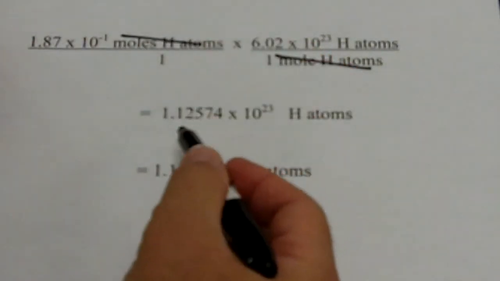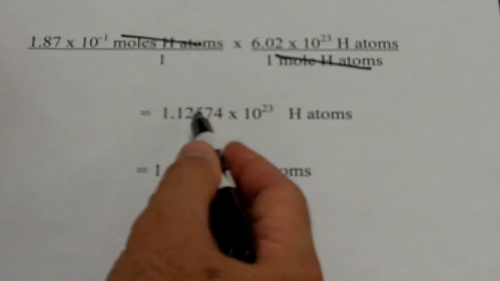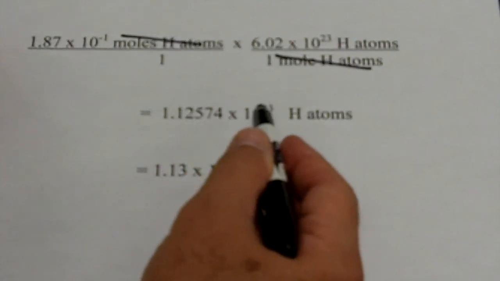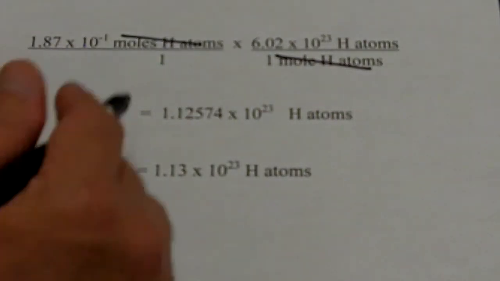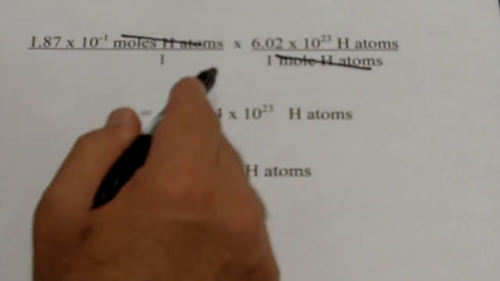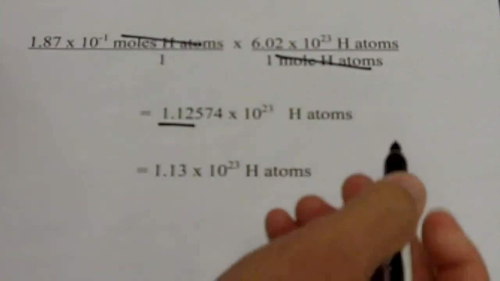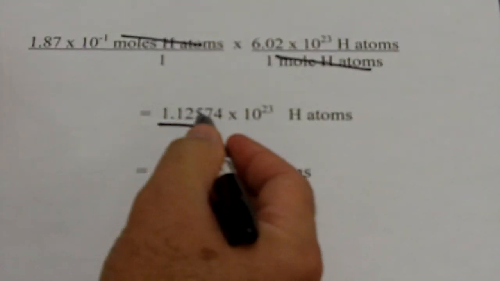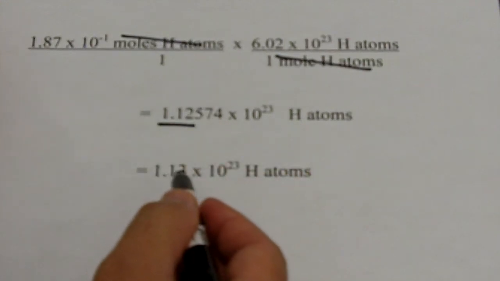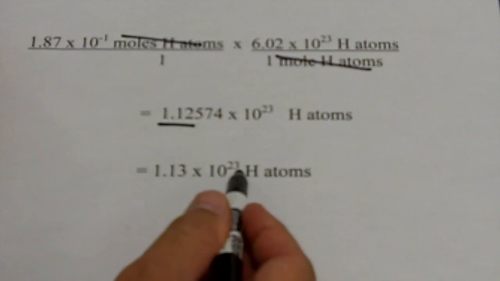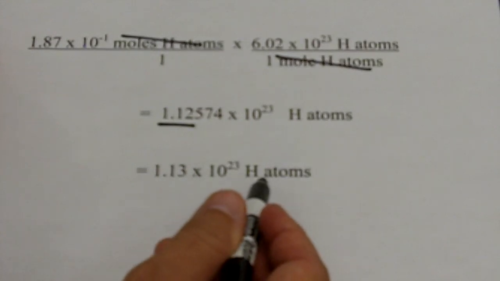When I multiply these two in my calculator, I get 1.12574 times 10 to the 23rd hydrogen atoms. Almost done. 3 significant digits here, 3 significant digits here. I can only have 3. The 5 is 5 or bigger, so we'll kick that 2 up, and I'm left with 1.13 times 10 to the 23rd hydrogen atoms.